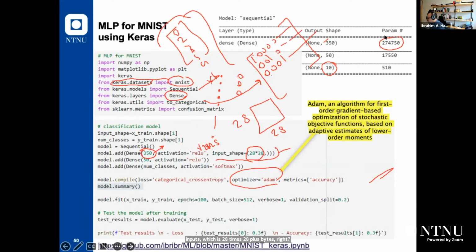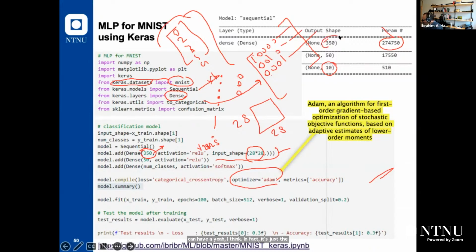Maybe I can do it. So if you want to get this number, how can we get the number of parameters in this layer? This is the first hidden layer. We have an input layer, but the input layer does not do anything. In fact, it's just to transfer inputs to the next hidden layer.